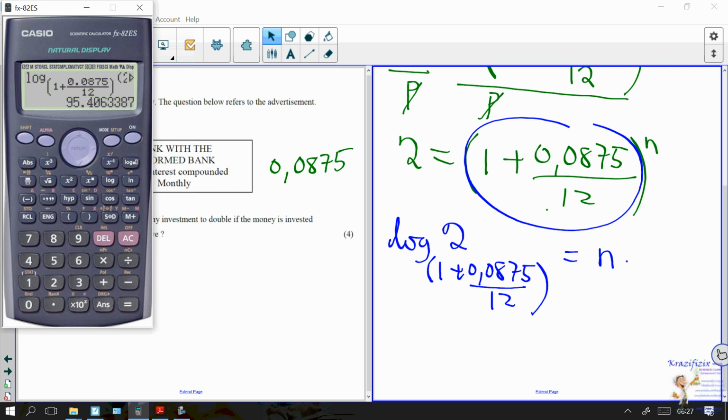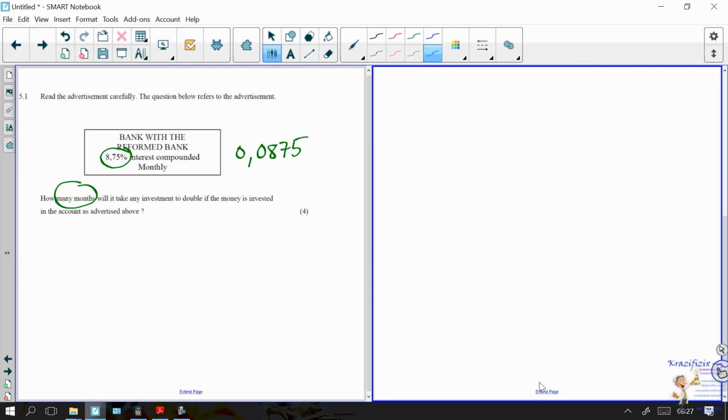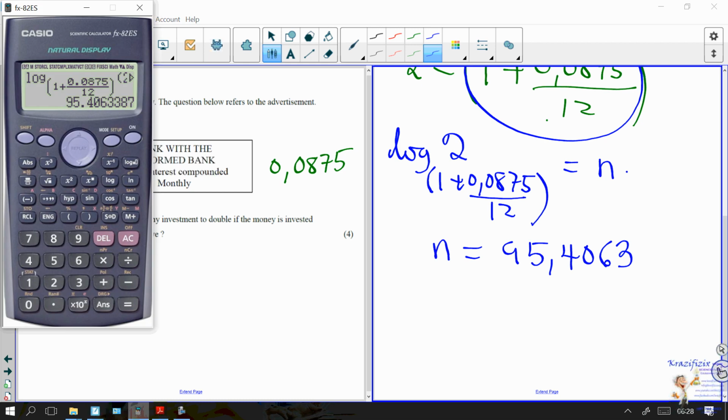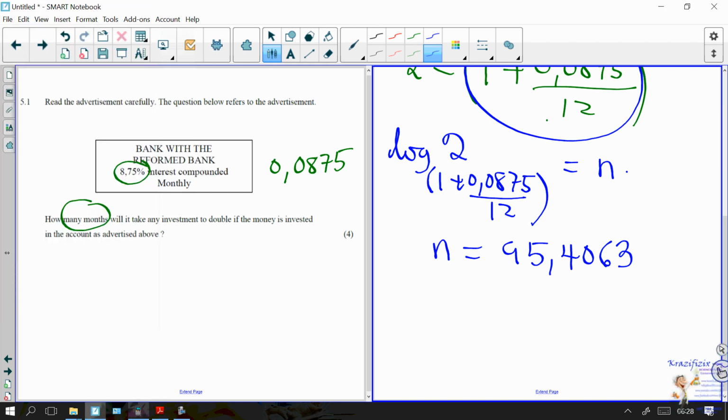95.406. All right, so I hope you follow what I just did there. N equals to what? 95.40633387, and that we need to round off. It gives us 95.41 months. All right, so this is using your logs. So remember the whole base there.